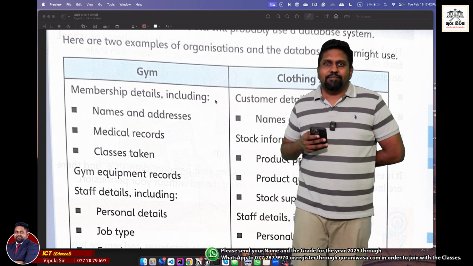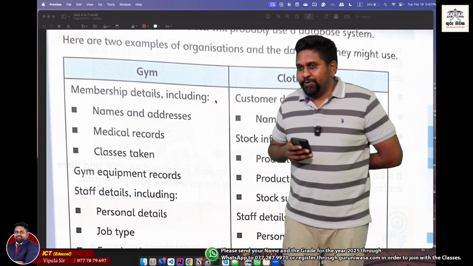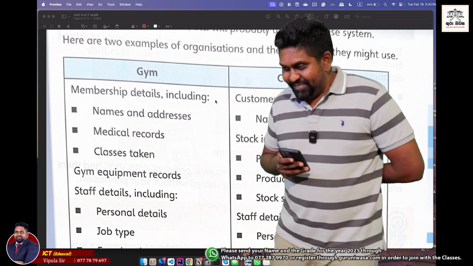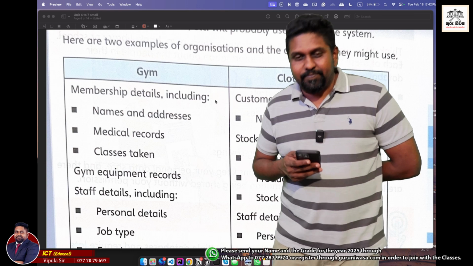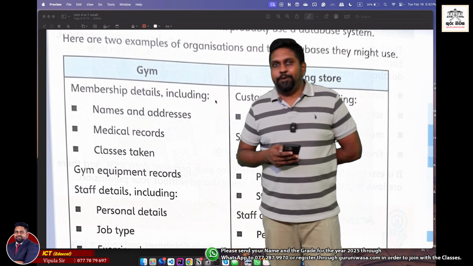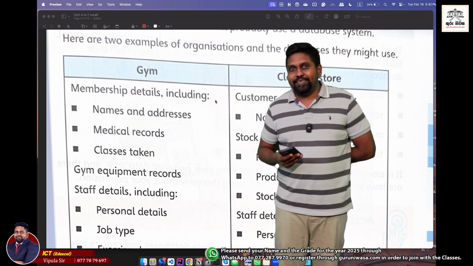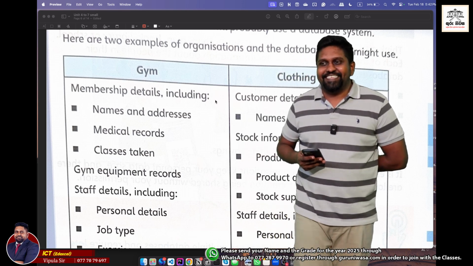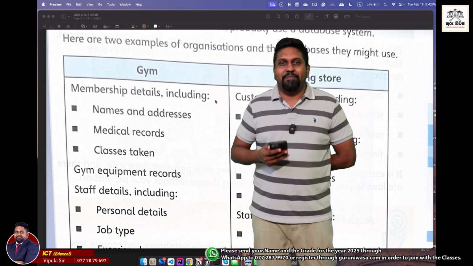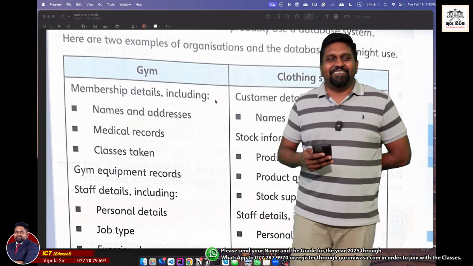The name. Name and address, yes. After that, when you go to a gym and when you register, what do you get? Membership card. Membership card, exactly. Perfect. 100% correct. That's it.